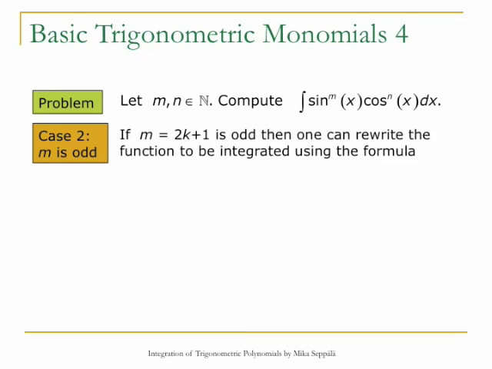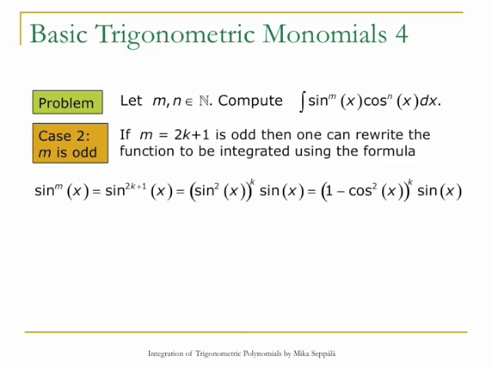If m is 2 times k plus 1, then sine to the power m of x is of course the same as sine to the power 2 times k plus 1 of x, and this can be further rewritten as sine squared of x raised to the power k times sine of x. Sine squared of x raised to the power k is the same as sine to the power 2 times k, and then we still have to multiply that by sine of x to get sine to the power 2 times k plus 1. So we observe that in this case sine to the power m of x becomes just sine squared of x to the power k times sine of x.